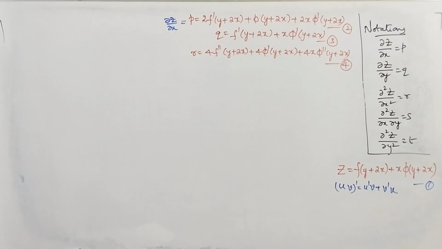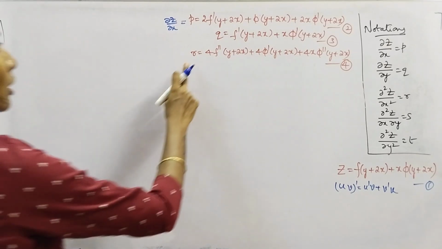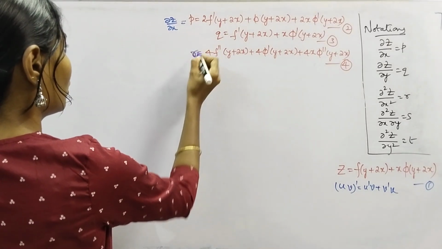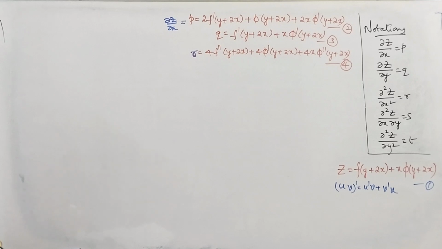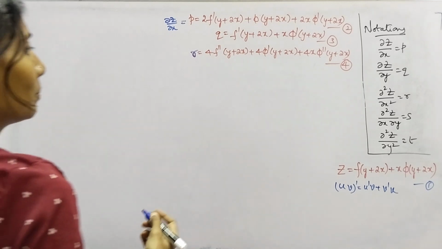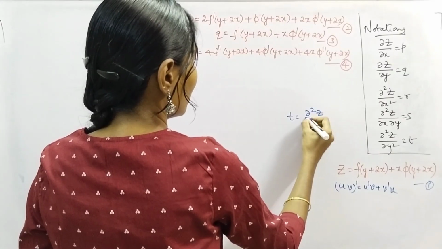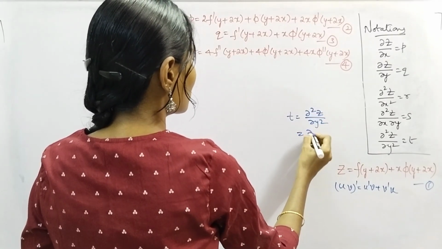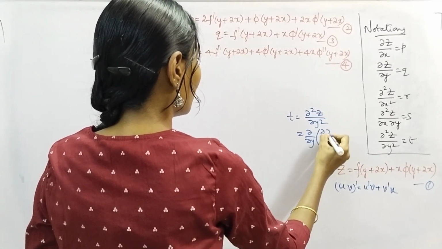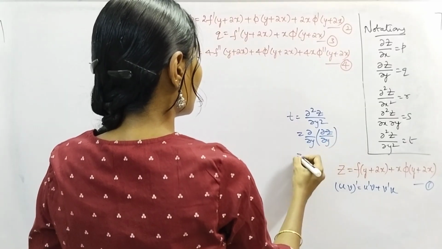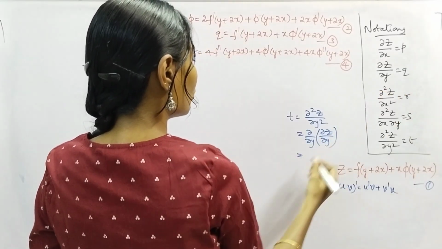Fine. Now we got the equation involving r. Let's find the equation involving t. t is nothing but ∂²z/∂y². You can write this as ∂/∂y of ∂z/∂y. Also we know that ∂z/∂y can be replaced by the notation q.